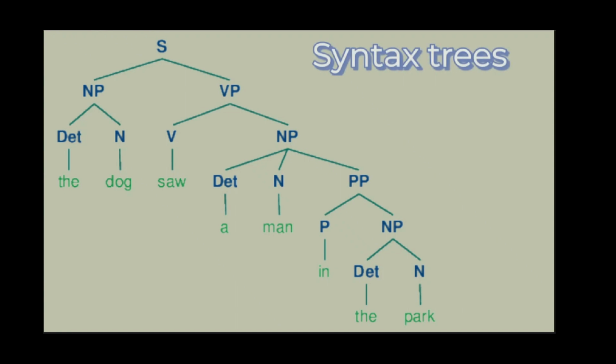To represent the syntactic structure of a sentence, we can create and interpret syntax trees. These are created by using branches of noun, verb, and prepositional phrases.